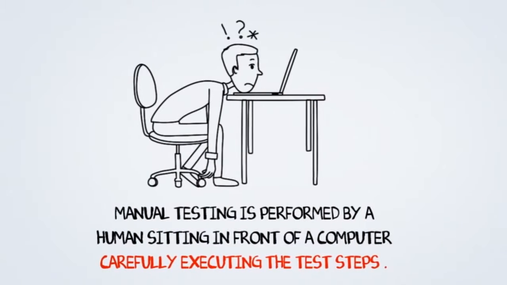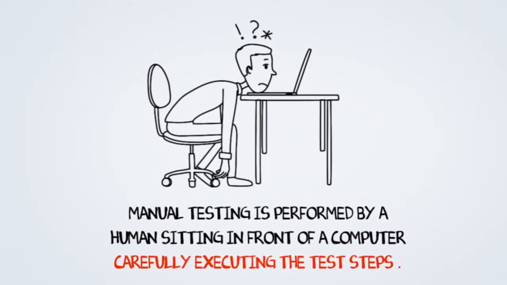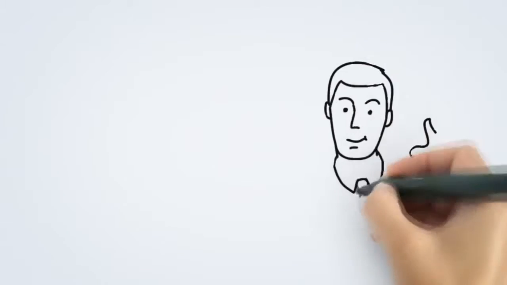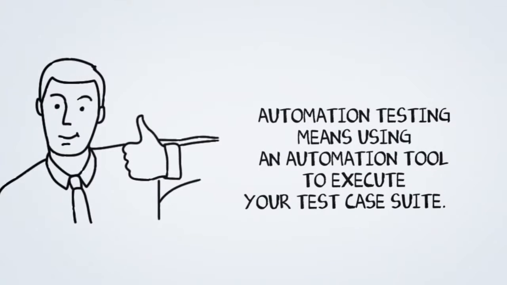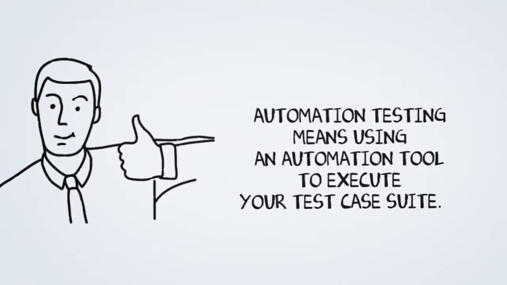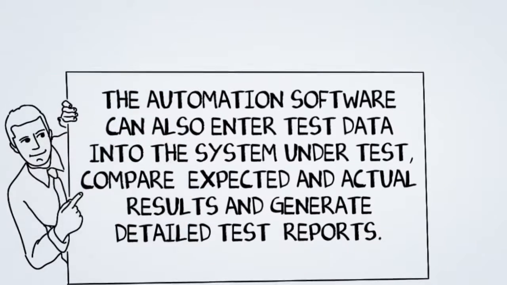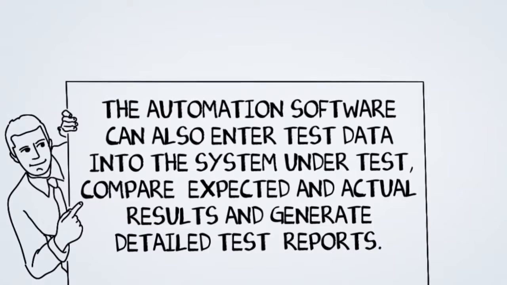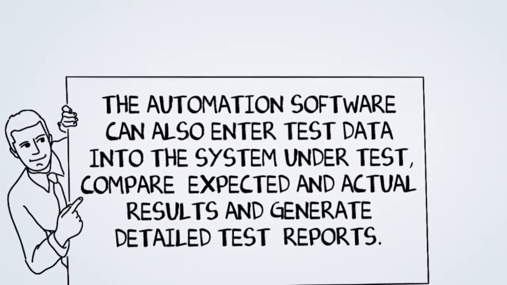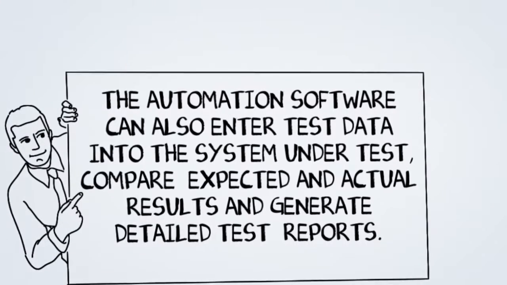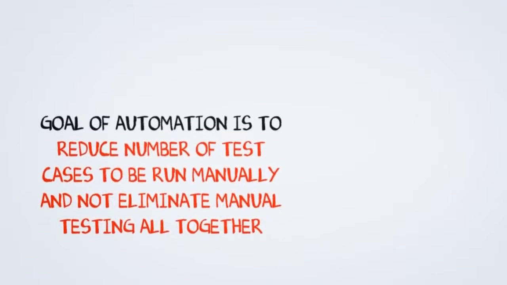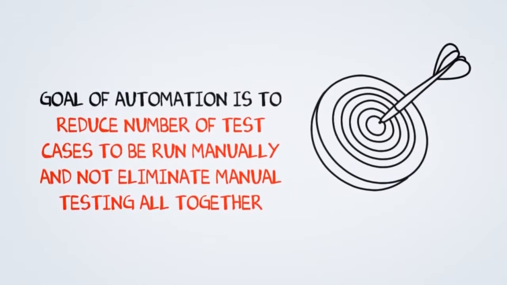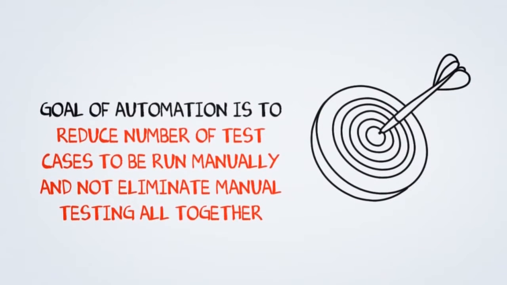Manual testing is performed by a human sitting in front of a computer, carefully executing the test steps. Automation testing means using an automation tool to execute your test case suite. The automation software can also enter test data into the system under test, compare expected and actual results, and generate detailed test reports. The goal of automation is to reduce the number of test cases to be run manually and not eliminate manual testing altogether.